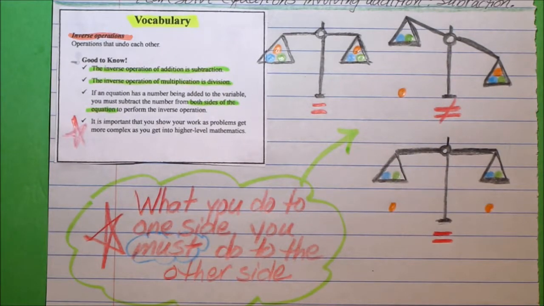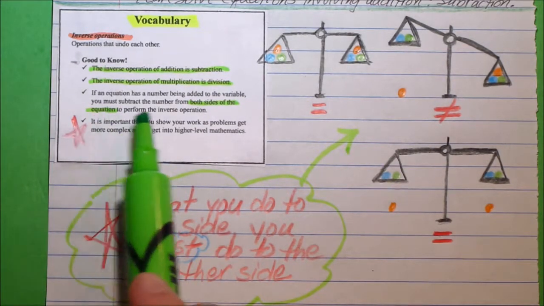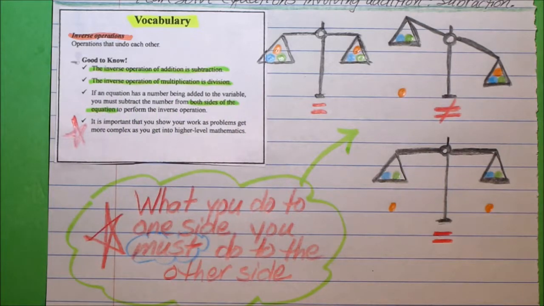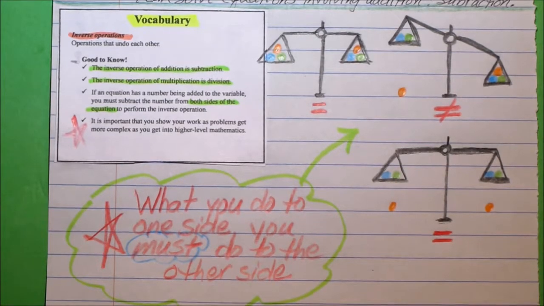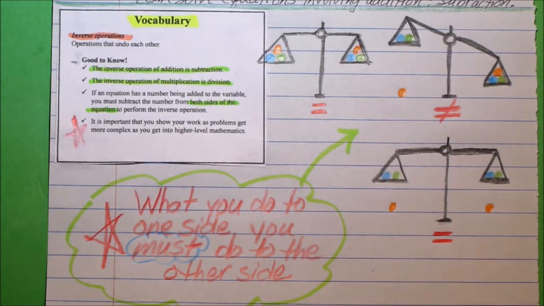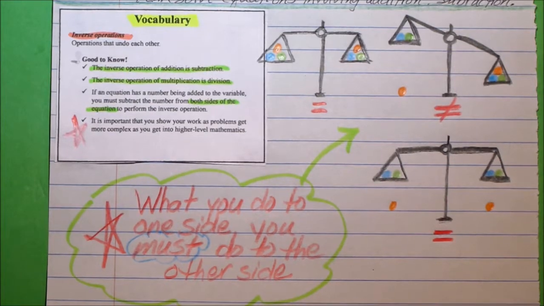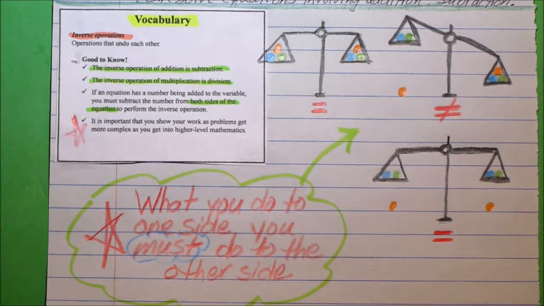So that's the whole concept that is being discussed right here in your vocabulary. If an equation has a number being added to the variable, you must subtract the number from both sides of the equation to perform the inverse operation. Now, I'm going to show you in numbers what that looks like in a minute. So that's page 1 of lesson 3.3, 3.4 notes. And we have a second page, and I'm going to go on to that now.